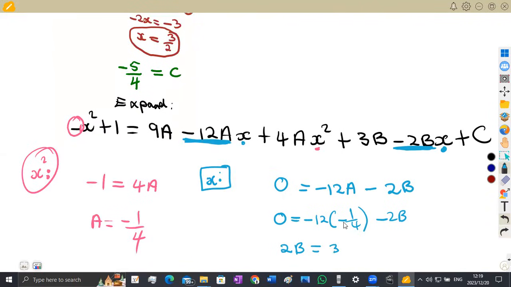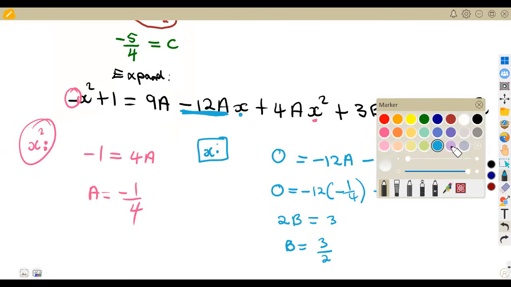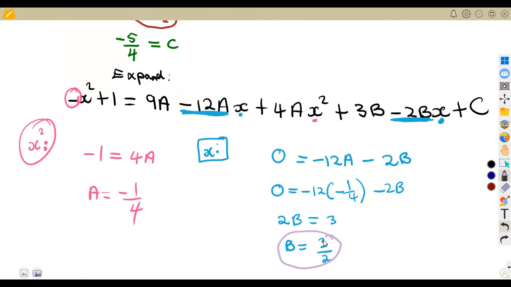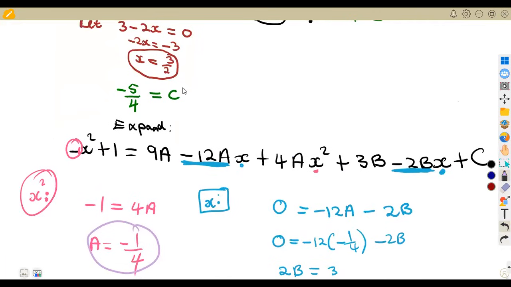Remember, we took this negative 2b to the other side. It's now a positive 2b. So to find b, we can divide by 2. So b is going to be equal to 3 over 2. All right, so here we found our b. Here we found our a, and also our c, which is negative 5 over 4.